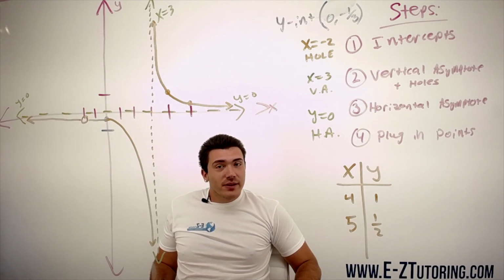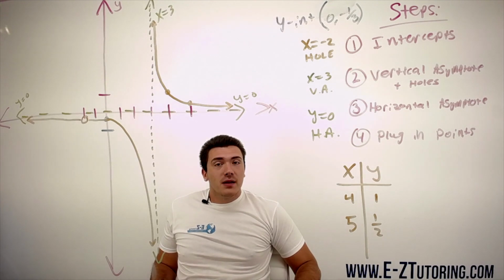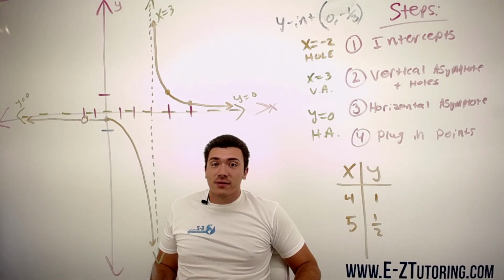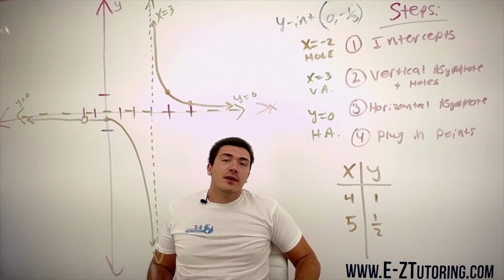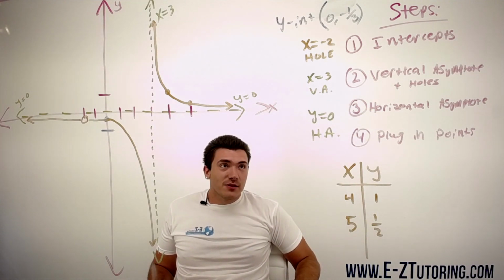I know it seems like a lot, and I know this may be overwhelming, but really all it is just following steps. As long as you follow these steps every time, you'll be able to graph any rational expression.